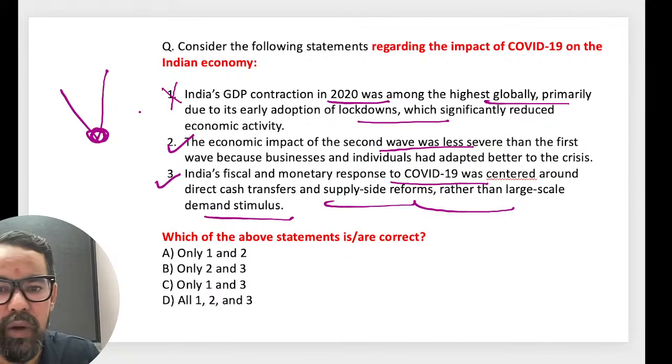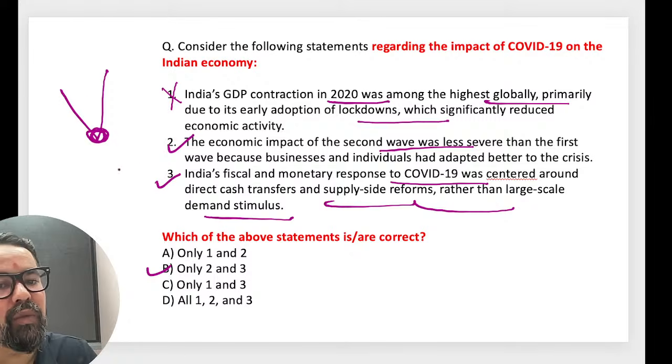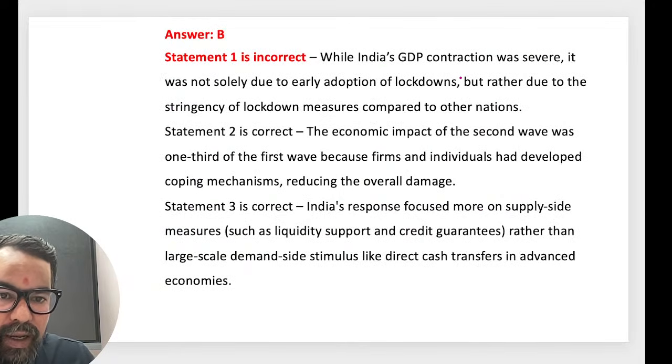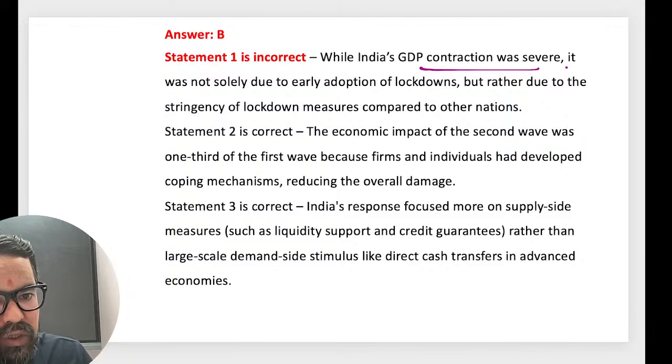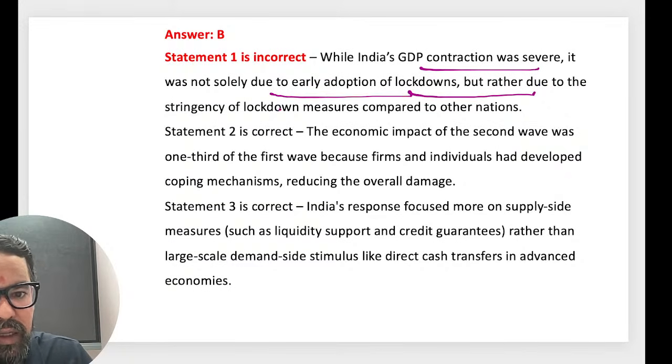You must have heard this a lot. During that particular period, the government used this terminology, V-shaped recovery, and economists also. So that is the case in this particular one. While India's GDP contraction was observed, it was not solely due to the adoption of lockdown, but rather than this, one more factor was also part of this particular case.